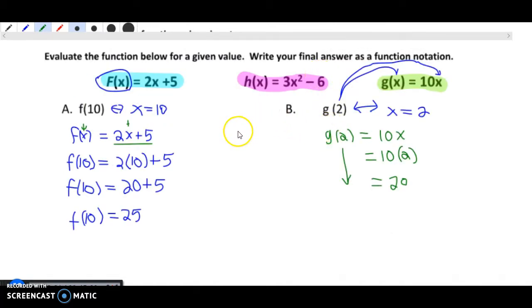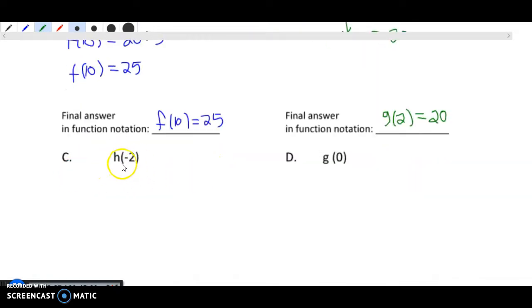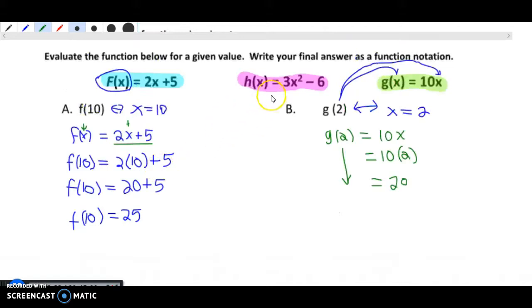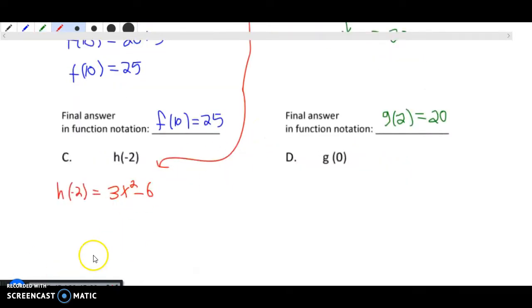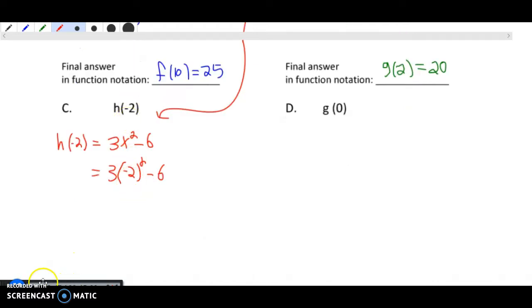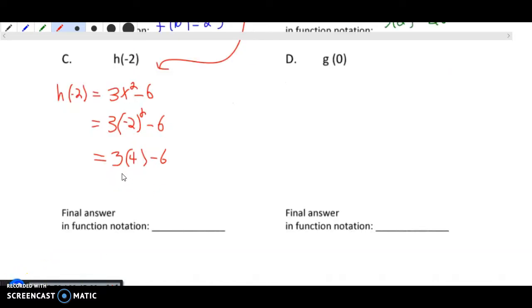Now let's do one more last example. This is a quadratic equation. In example C, we're going to find h of negative 2. So we do have to use the h function. Here is our h function, 3x squared minus 6. Replace x with negative 2 and do the exponent first. Then do the multiplication. We get 12 minus 6, which is equal to 6. So h of negative 2 is equal to 6. I'm going to write that using the function notation. H of negative 2 is our input, and we get 6 as an output.